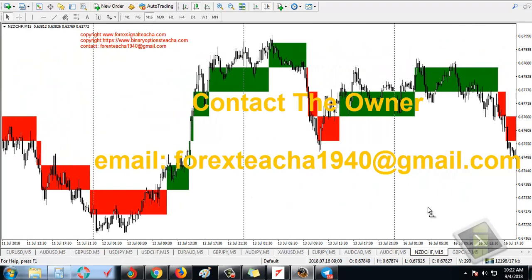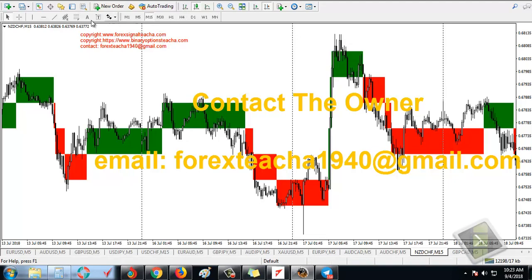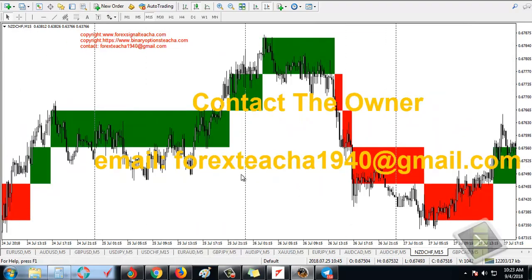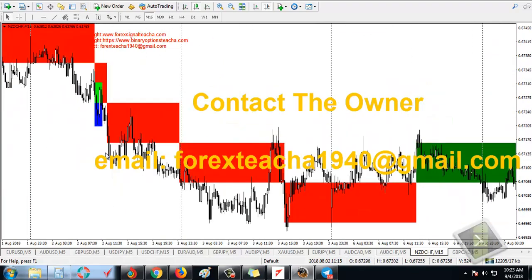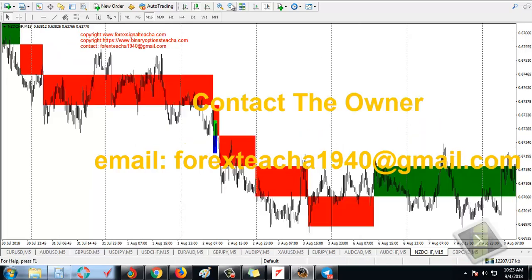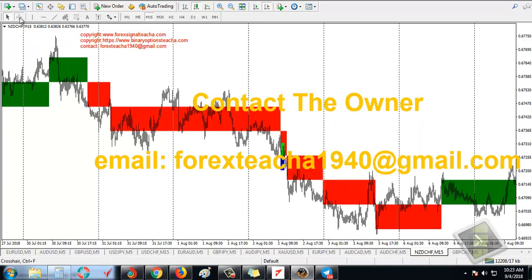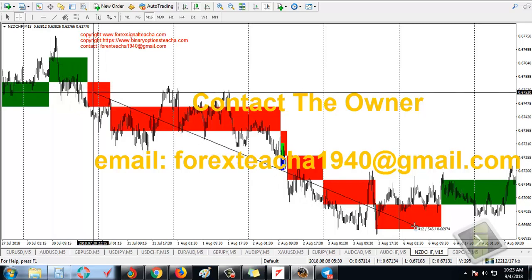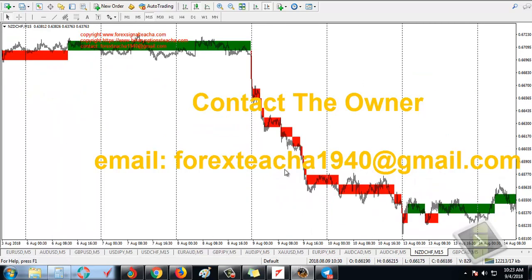You can see all this. This is about 50 pips. So you can go on and go on. This is another interesting trade. I think about 50 pips. And then you get a small loss here.